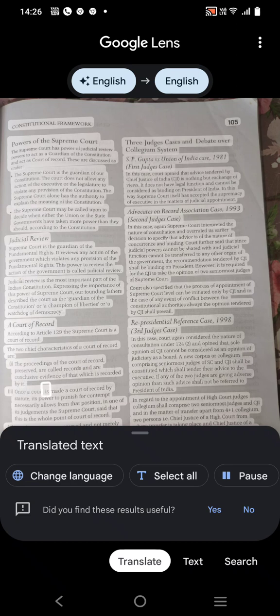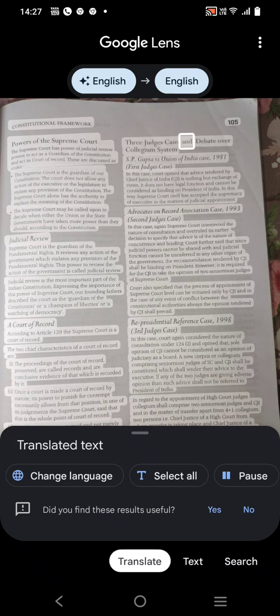Second, once a court is made a court of record by statute, its power to punish for contempt necessarily follows from that position. In one of its judgments, the Supreme Court said that this is the whole point of a court of record. All its judgments are preserved, and not merely those which are specially approved or favored, because they operate as precedents and may be studied and followed as occasion requires.